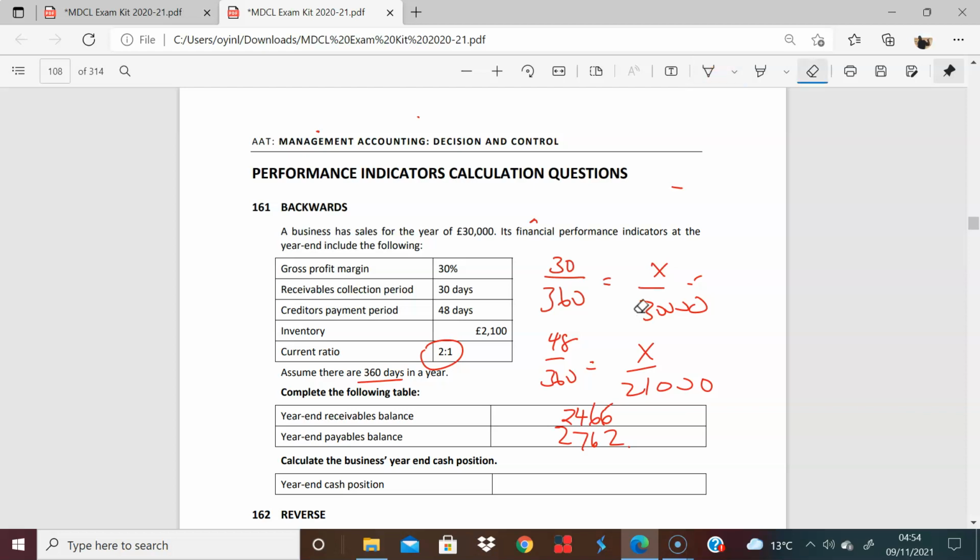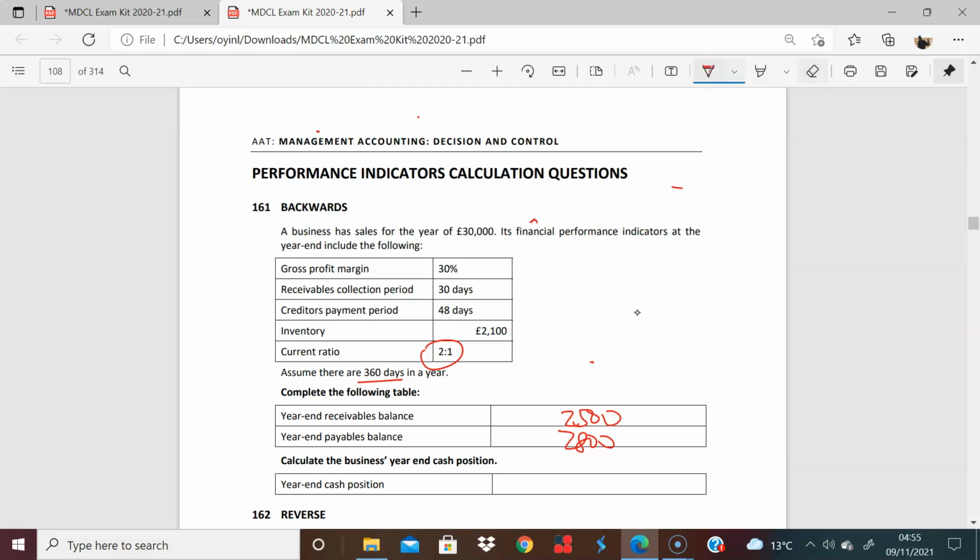Let me just erase this. Here I have 2,500, and here I have 48 divided by 360 times 21,000, which is 2,800. Okay, great. So now I have more amenable numbers. The numbers just looked a bit odd before, I was just thinking that seems a bit odd.